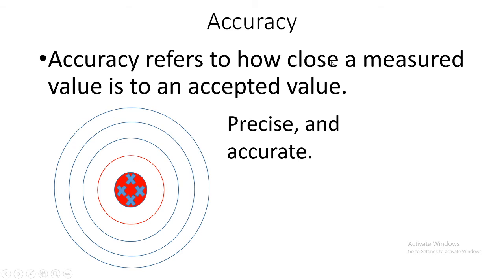Accuracy, though, refers to how close a measured value is to an accepted value. So here we have the darts at the bullseye, which means they're precise because all 4 darts are together, and they're also accurate because all of them are in the what? At the bullseye.